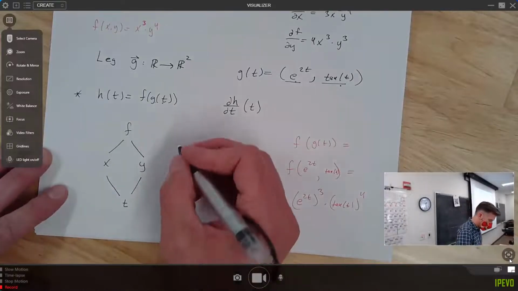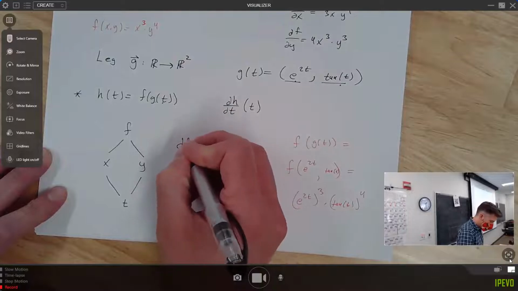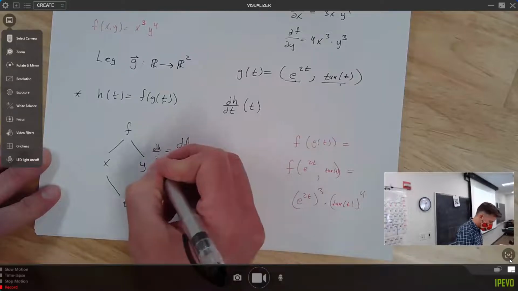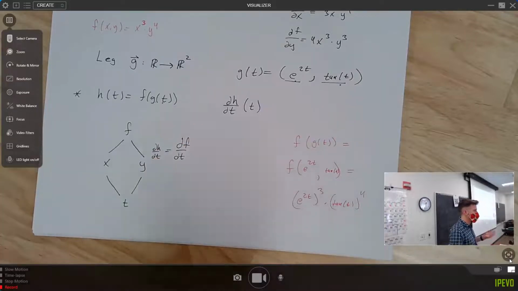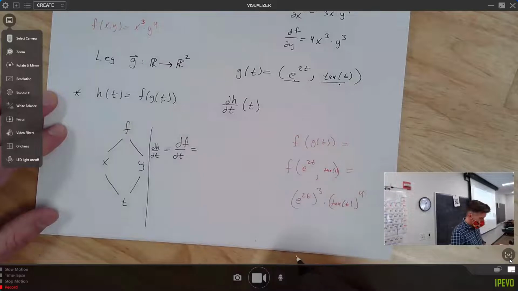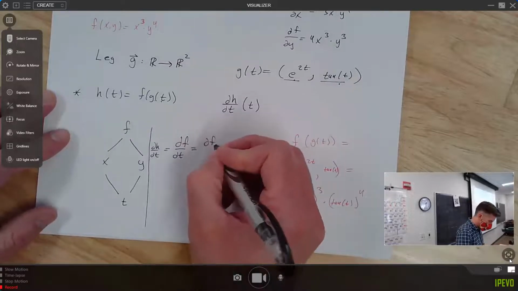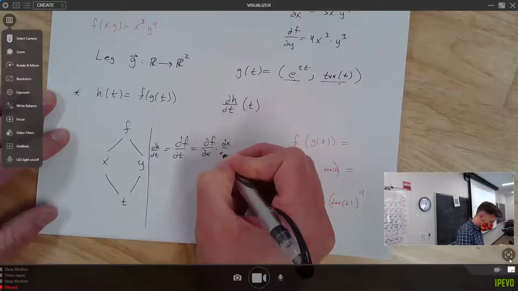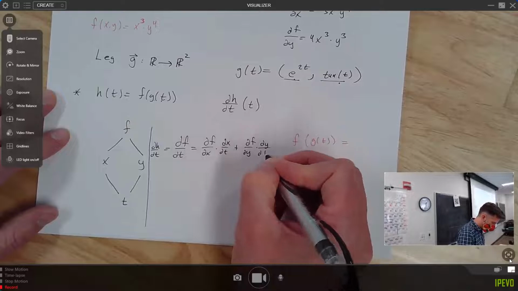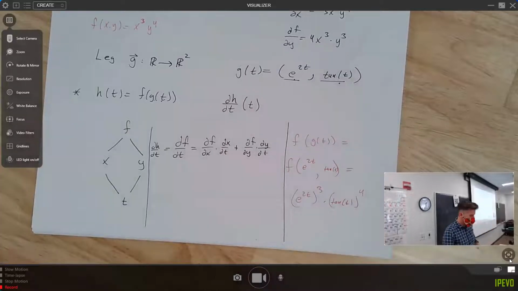And we can find df dt, which you could also say is dh dt, which I know might feel weird, but h and f are really the same thing. It's annoying. But I'm going to say df dt is del f del x times dx dt plus del f del y times dy dt. And look, I have all of that information.